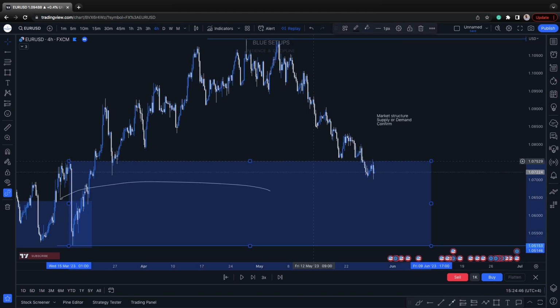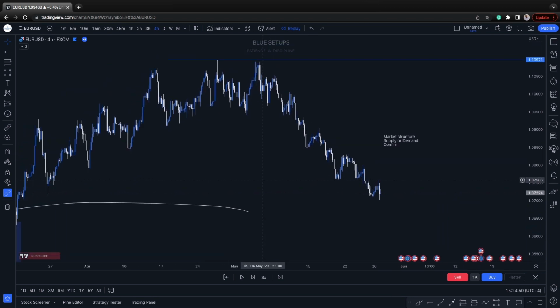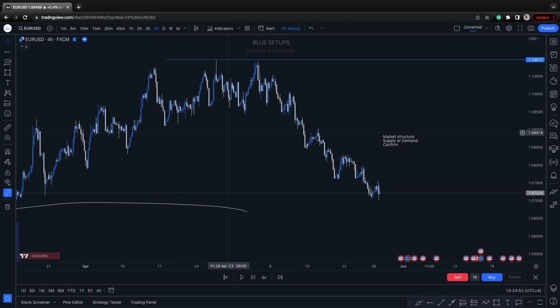Okay, so as price is approaching that demand, what I generally do is move on to lower time frames. In this scenario, on the 4-hour, I will want to replicate what I did on the higher time frames. Remember on the daily we had those bearish breaks, right? Same scenario right here on the 4-hour. Now we have gotten those bearish breaks.